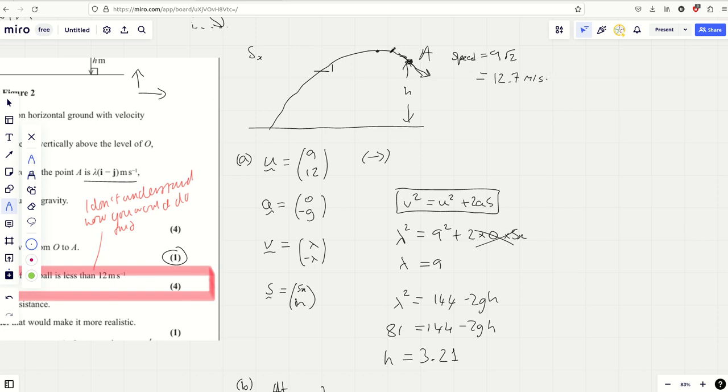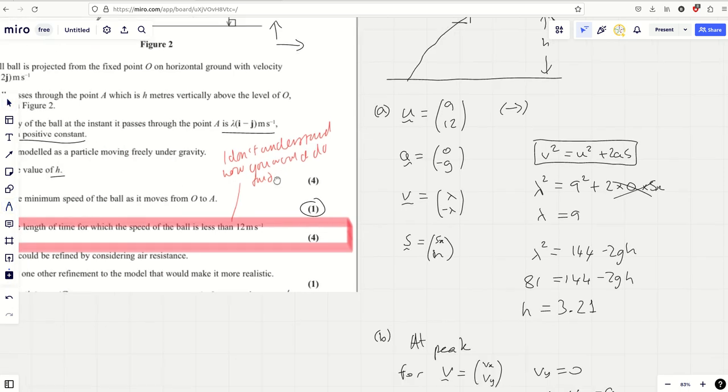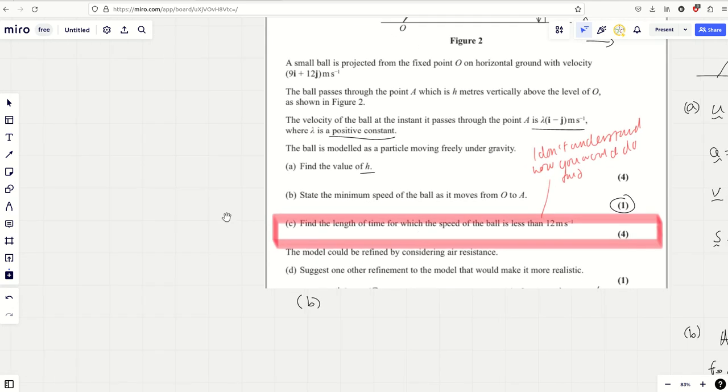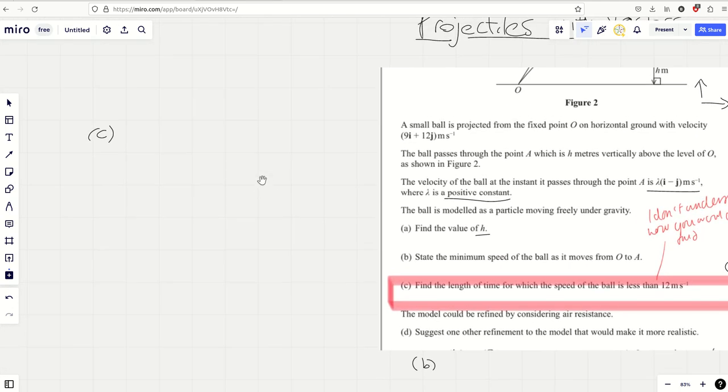meters per second, yeah? So if we're looking for when the speed is less than 12 meters per second, it's going to happen for a period of time, around here basically. And there's going to be a T1 and a T2 for when the speed is less than 12, and it's greater than 12 here, and it's greater than 12 on the way down. But anyway, let's talk about how we're going to solve this.